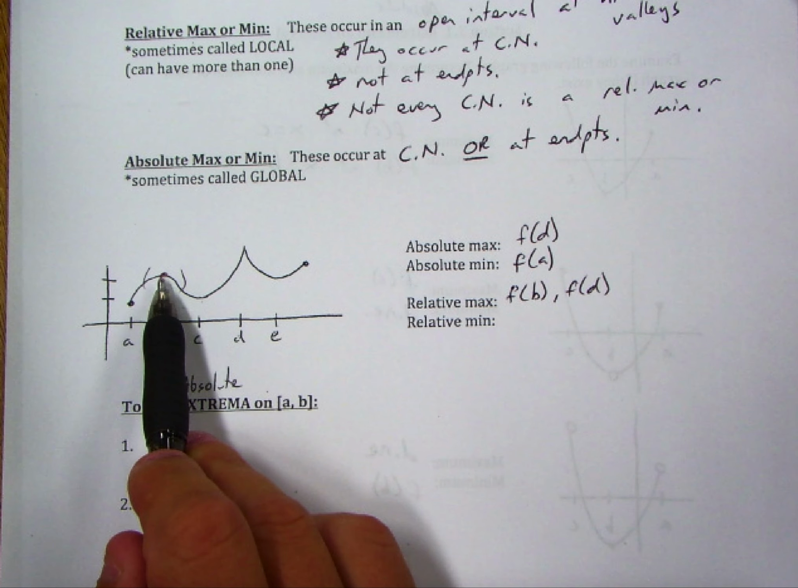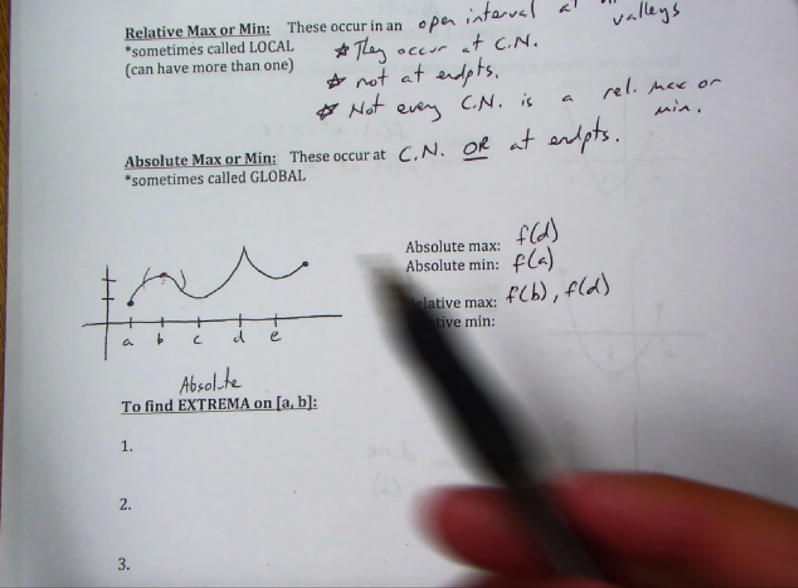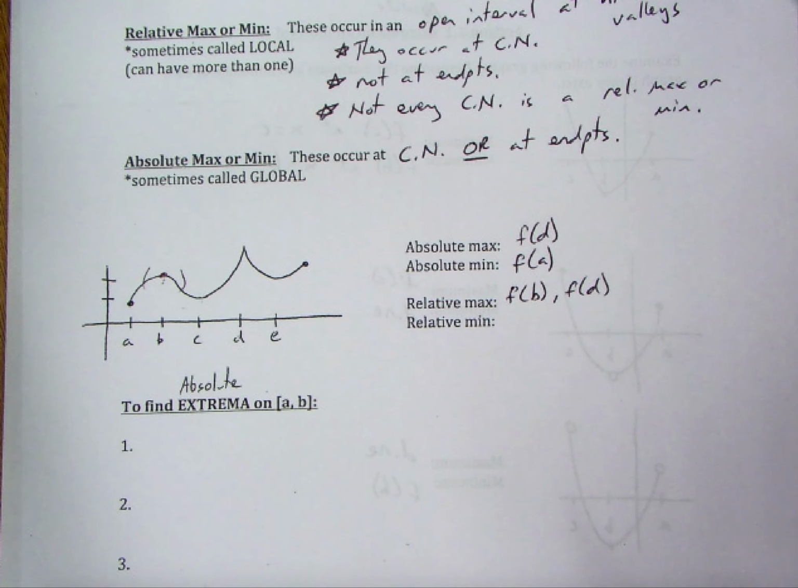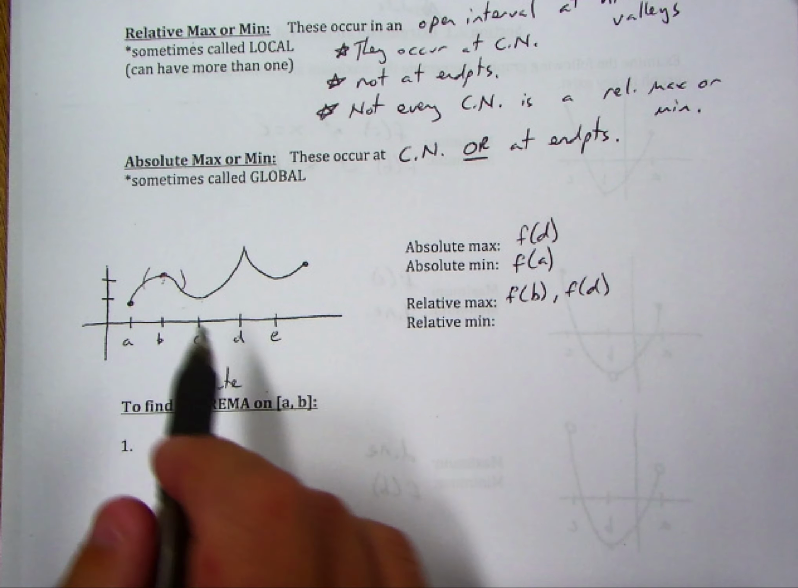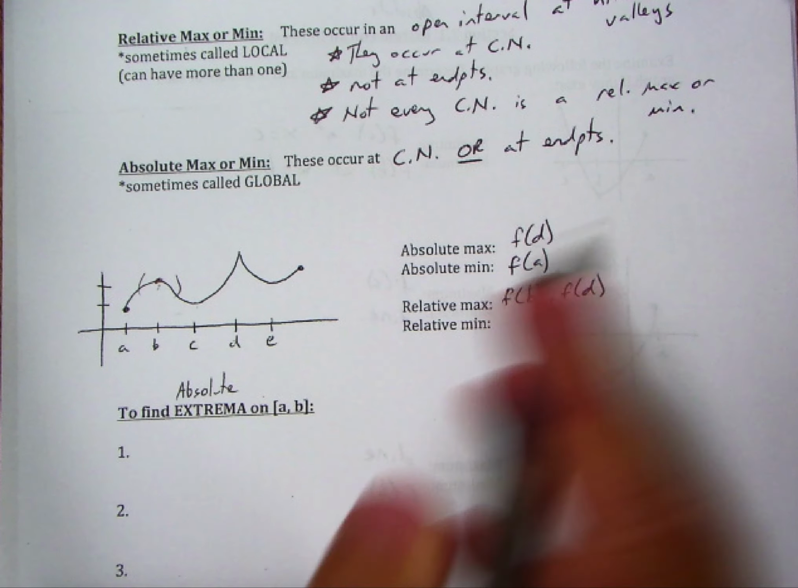So notice that we have two different relative maxes. One occurs when the derivative is 0. One occurs when the derivative does not exist or is undefined. So, talking about critical numbers there. Relative mins, well, those are going to occur at little valleys. So right here, f of c and f of e.